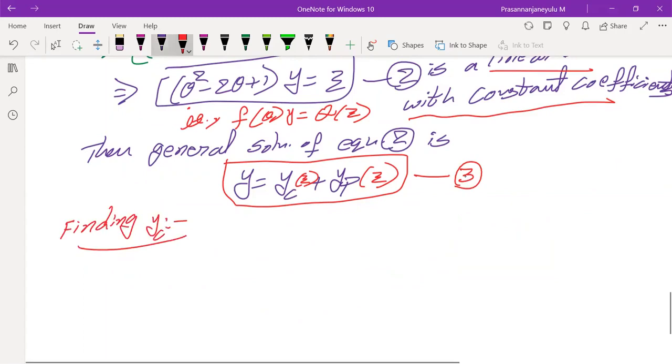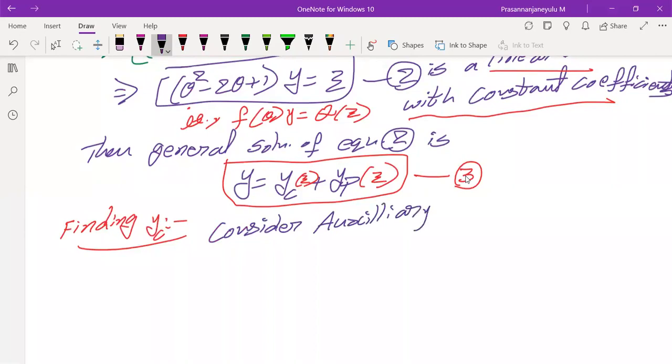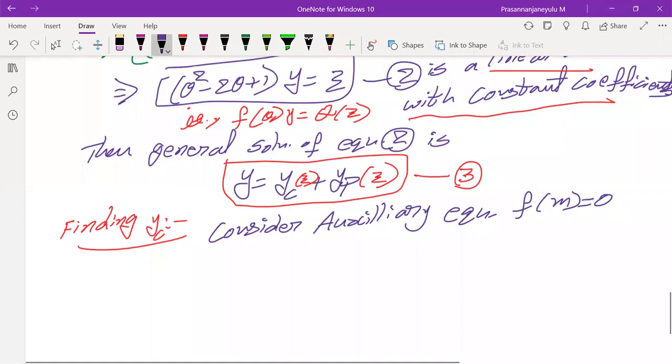For finding yc, what do we need to consider? The auxiliary equation. What is the auxiliary equation? f of m equals 0. What is f of m? In our function f of theta, in place of theta we take m. Now we are finding a solution for equation number 2. Forget about equation number 1, concentrate only on equation number 2. How to get the solution of equation 1, we'll discuss later. So what is f of m equals 0?